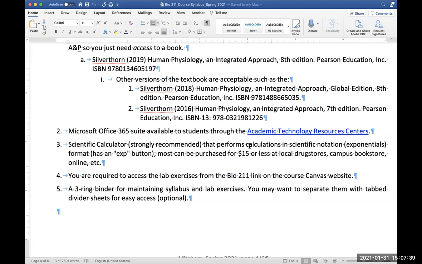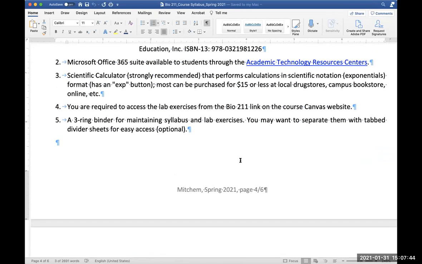And you can get those available free as a student. So if you don't have them, you might want to get them. You'll need a scientific calculator. I suggest a binder, keep your information organized.